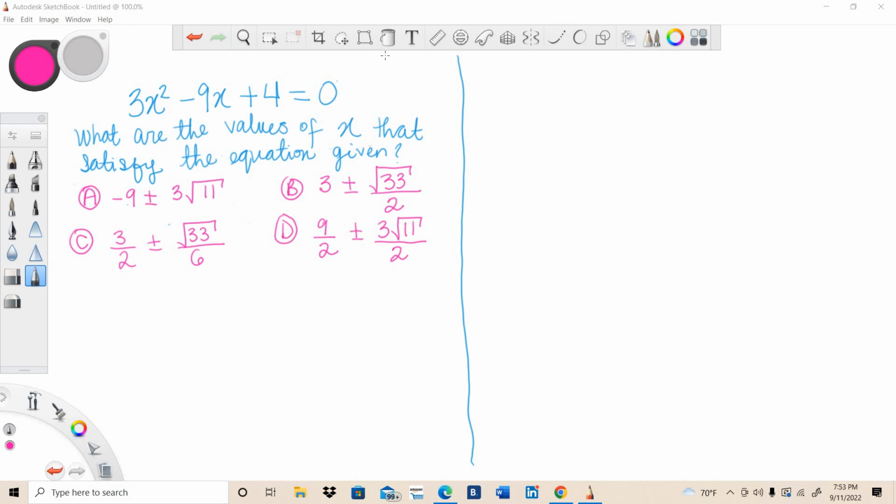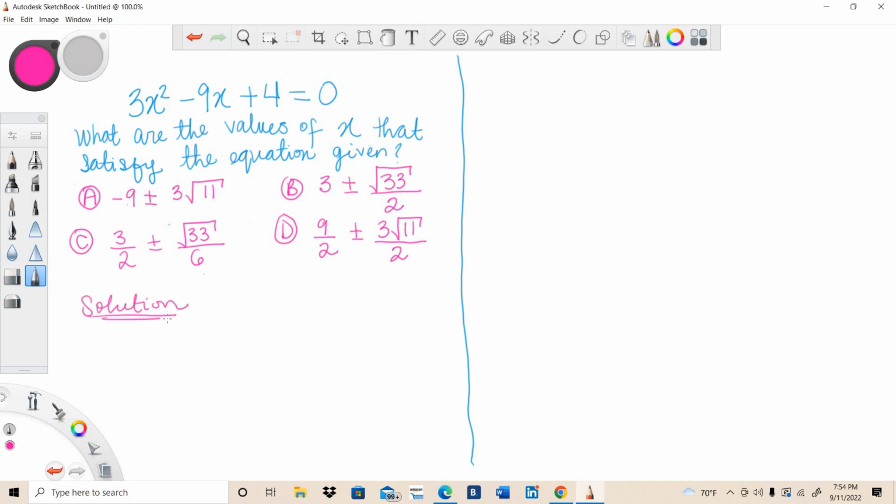Because one, you have a complicated equation, 3x squared minus 9x plus 4, and then you have complicated options that have plus or minus as well as radicals. So all those three pieces of information combined are just telling you not to factor, not to use any other method of solving a quadratic equation, but to stick to the quadratic formula. So solving this, we have the solution.